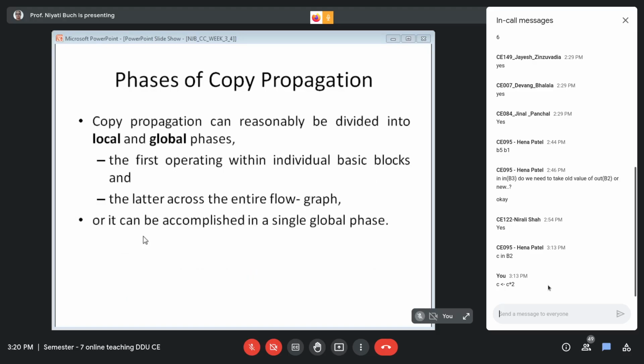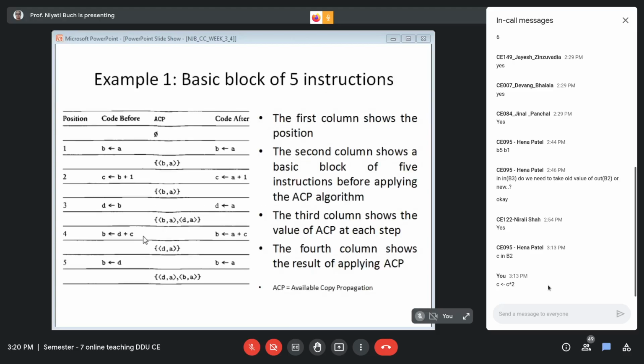Now, copy propagation, like I mentioned, can be done in two phases, or some compilers may accomplish it in a single global pass. They may do it in a single pass, or divide it into two phases, local and then global. This is an example which I will discuss in tomorrow's class, because I do not want to take a break now. You can safely take a break. We will start from this example in tomorrow's lecture.